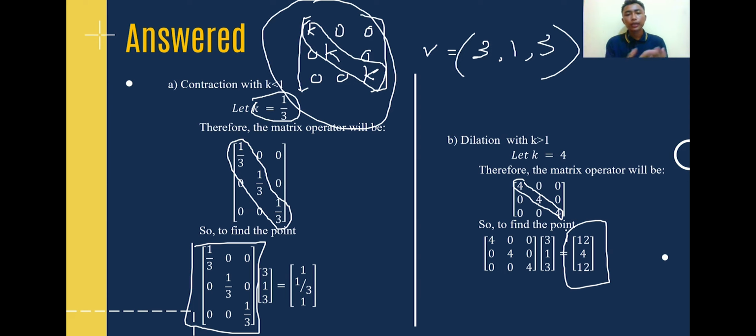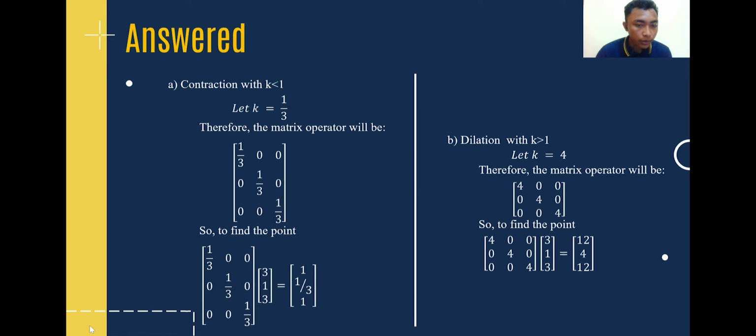Jadi intinya dari ini adalah seperti kita memperpanjang dan memperpendek dari vektor yang kita miliki. If the value k is less than 1, we will make titiknya itu lebih mendekat ke titik 0. Sedangkan jika nilai k nya itu lebih dari 1, maka kita akan membuat titiknya itu menjauh dari titik 0,0. Seperti itu kira-kira.